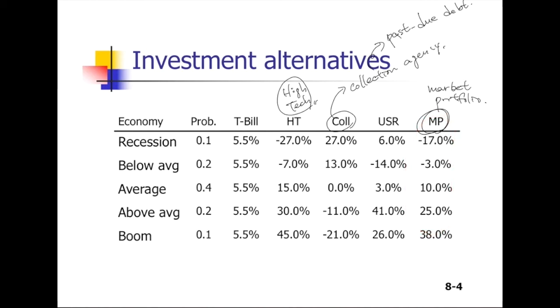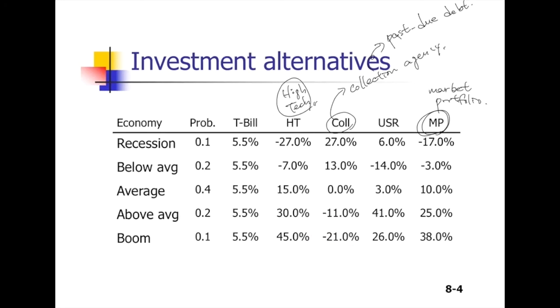So if the market is in recession, there is a lot of past due debt, so they can have more benefit from that. But in the opposite case, if the market condition is very good, there is very little past due debt, so they can expect a negative expected rate of return.